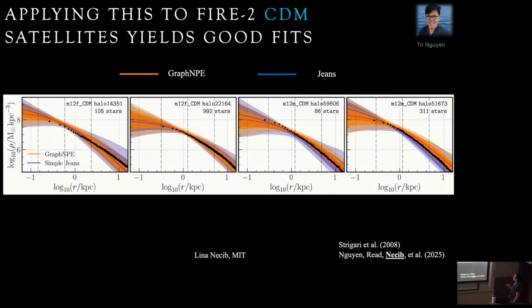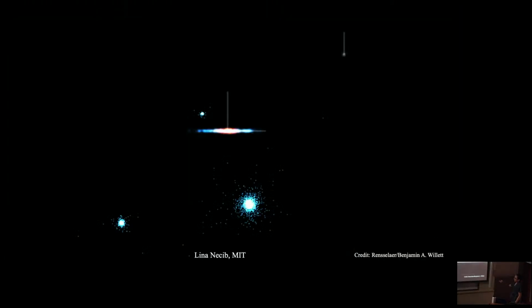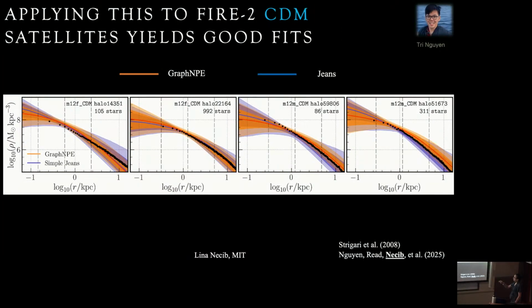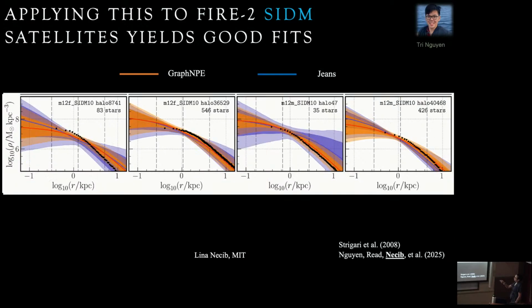The interesting thing is that you can see we're doing better at constraining, not in the places where you have a lot of stars, but rather when you have fewer stars. So this is for CDM, for example, for 86, we're a lot more constraining. For 35 stars, we do much better than Jane's analysis just because it doesn't have enough points.